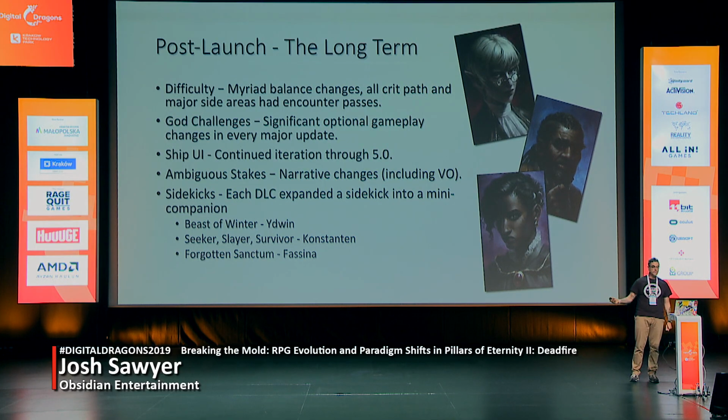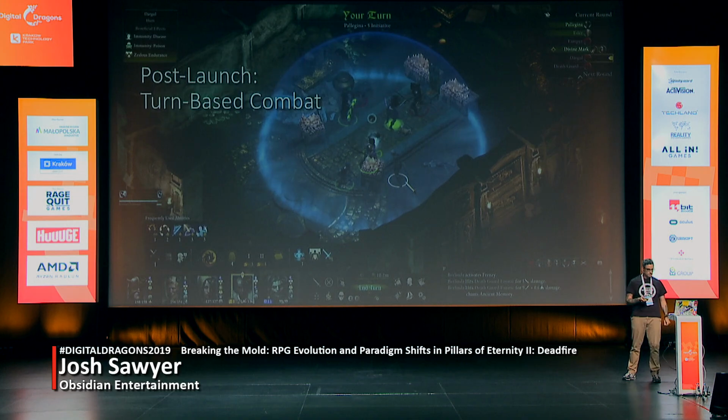And then finally, those sidekicks, those minor companions, they did each get expanded into sort of a mini companion with the DLCs. Again, I have to thank the DLC team for doing great work here. Edwin, Constantine, and Facina each got expanded into a mini companion with their expansions, or with their DLCs.